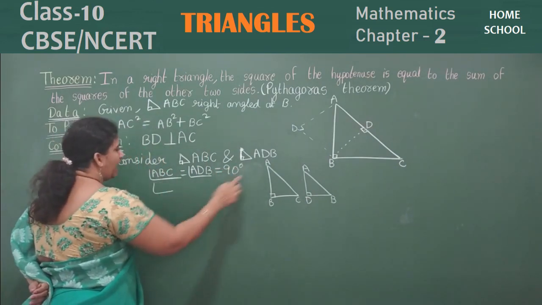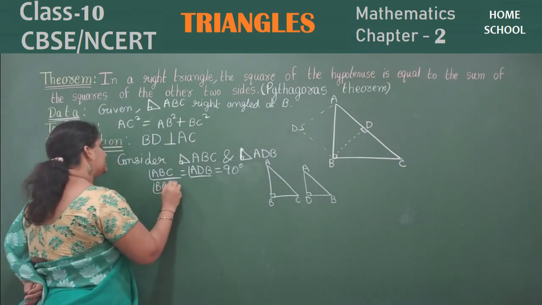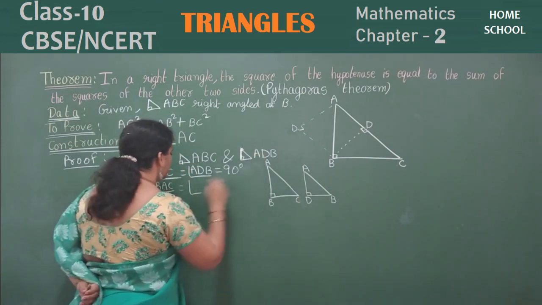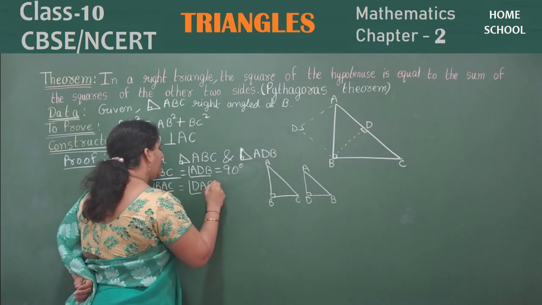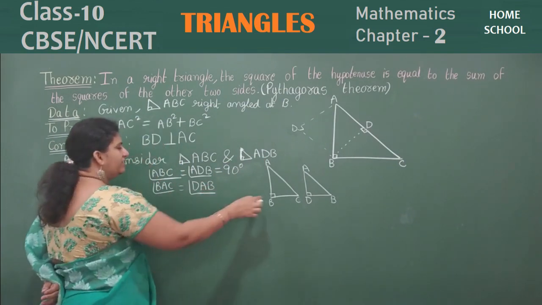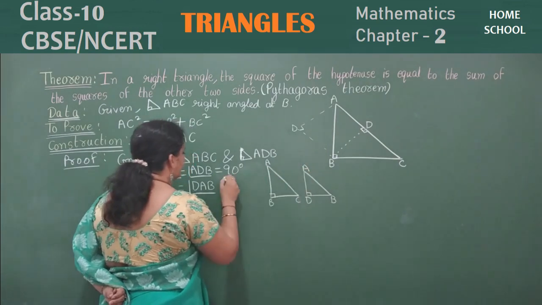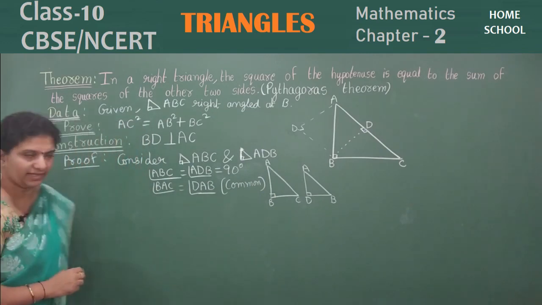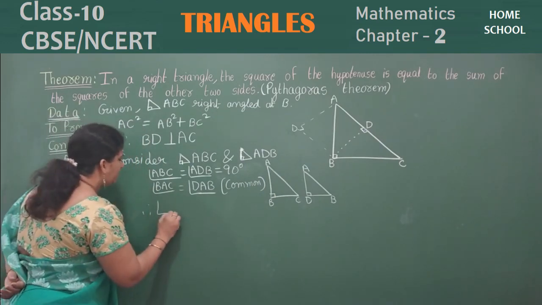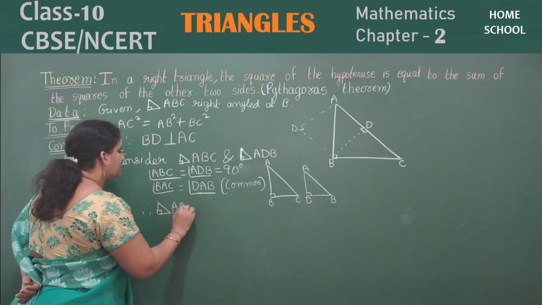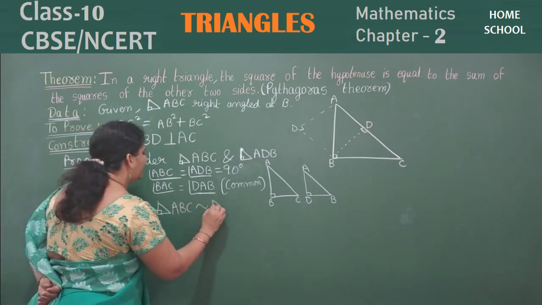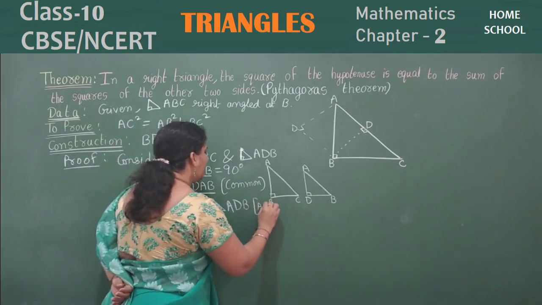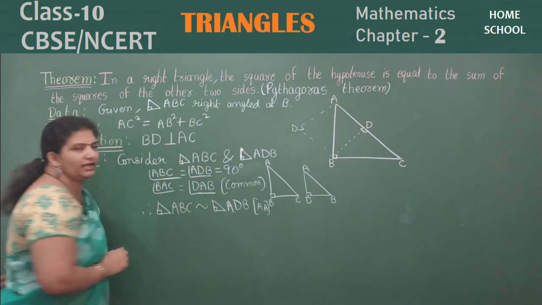Next angle, angle BAC is equal to angle DAB. How are we saying that? This angle is a right angle and these two angles are common angles of the two corresponding triangles. So therefore, what can I say? Right triangle ABC is similar to right triangle ADB. By what? By angle similarity criteria.